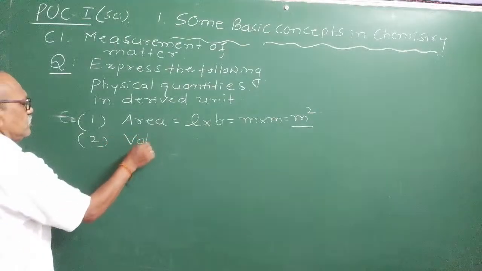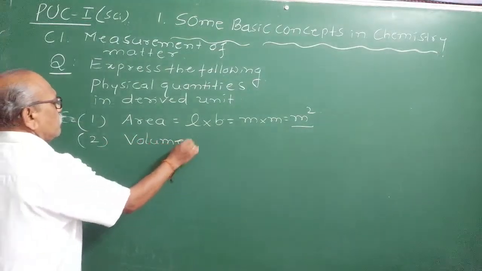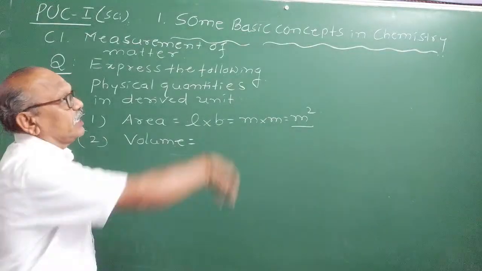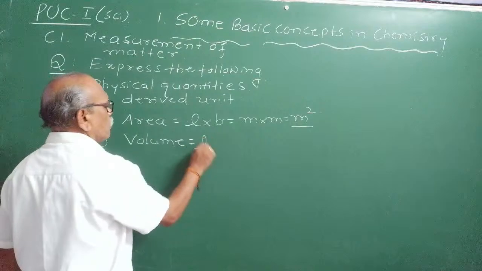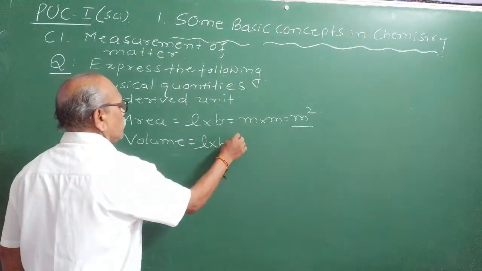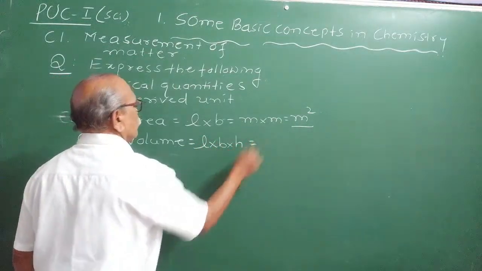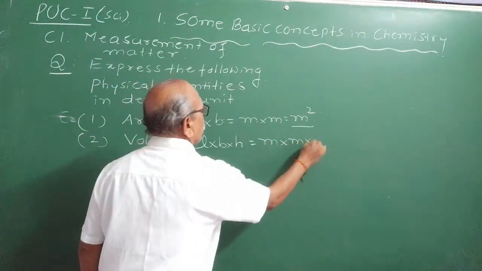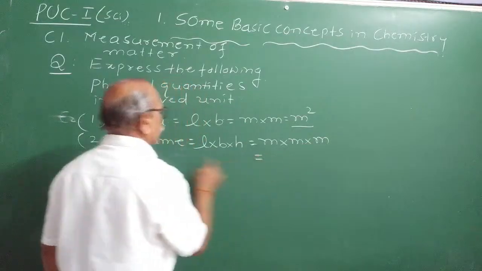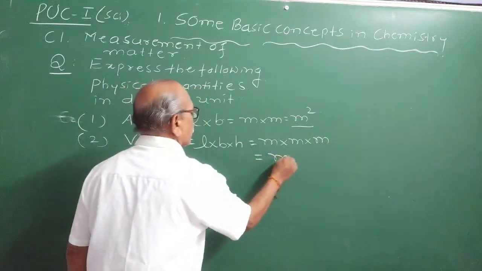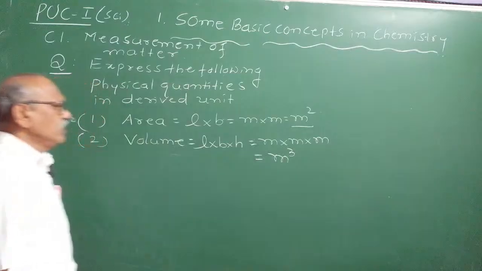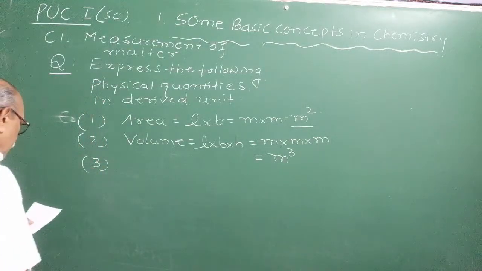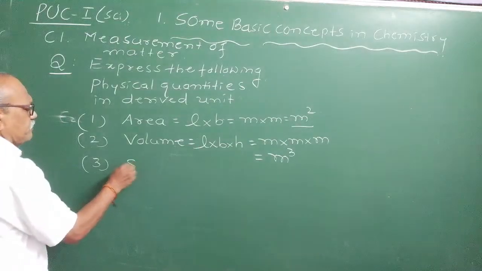Volume. Generally, volume will have 3 dimensions. So therefore, volume of a cuboid or cube is length into breadth into height, meter cube. By knowing their formula, you can write the units. They are all derived units. Next, you can take the speed.